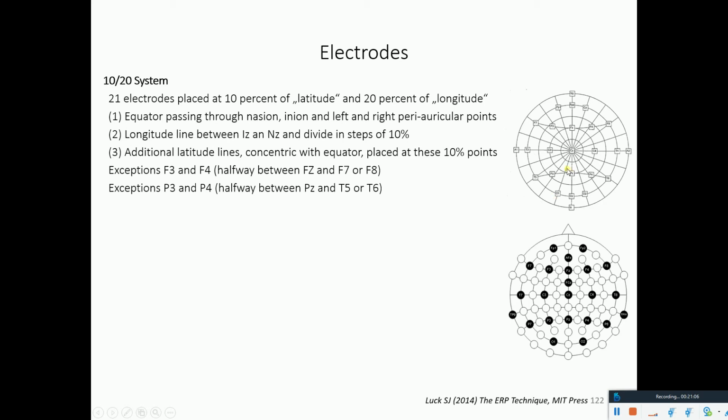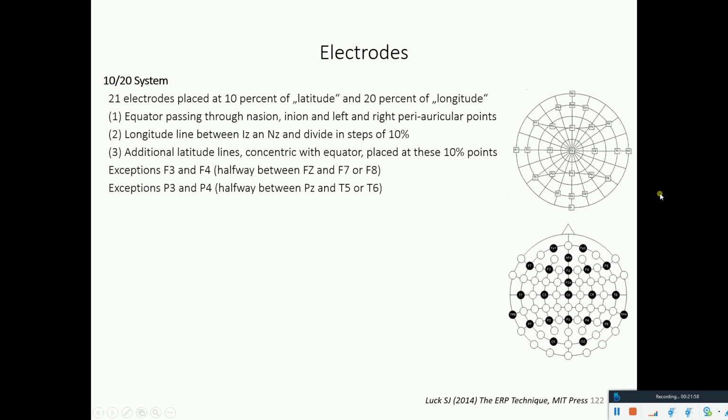And then you, in addition, concentric to that, introduce latitude lines again by dividing the distance between the periauricular points in steps of 10%, so going from the left one, so the left ear, to the right ear. And then you have this kind of coordinate system, and then the electrodes, which are named here, so for example O1, Oz, and O2, have a specific location within this system.